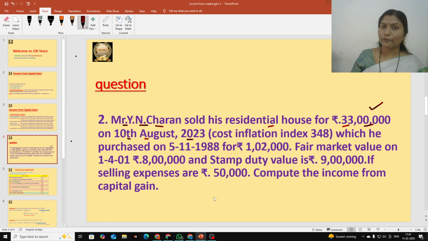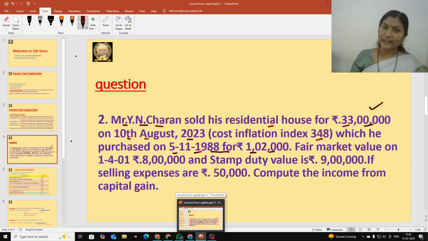So 2023-24, April 1st 2023 to 31st March 2024, is our previous year, and he is selling that asset during the previous year. That is why we have to calculate it now. The index number of the previous year is 348, and he purchased that asset on 5-11-1988 for rupees 1,02,000. So he purchased in the year 1988 and is selling during the previous year. He held that asset for more than 2 years, so we have to call it a long term capital asset.